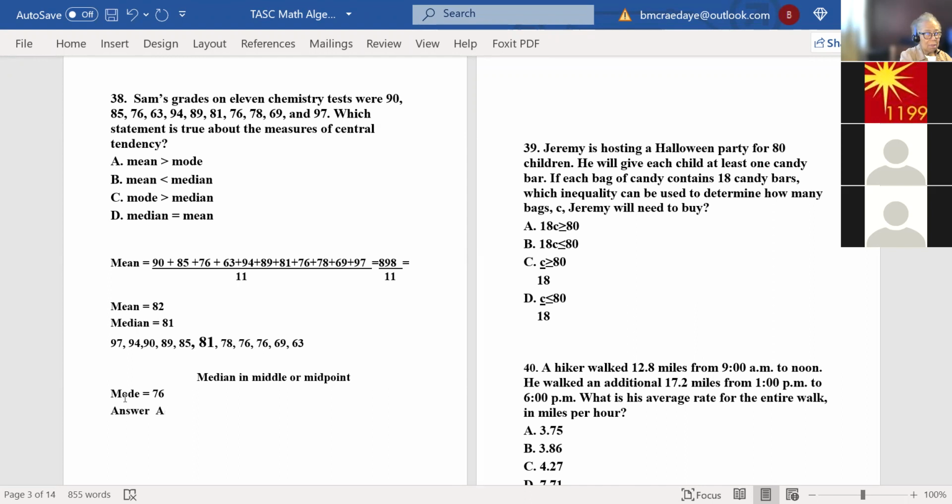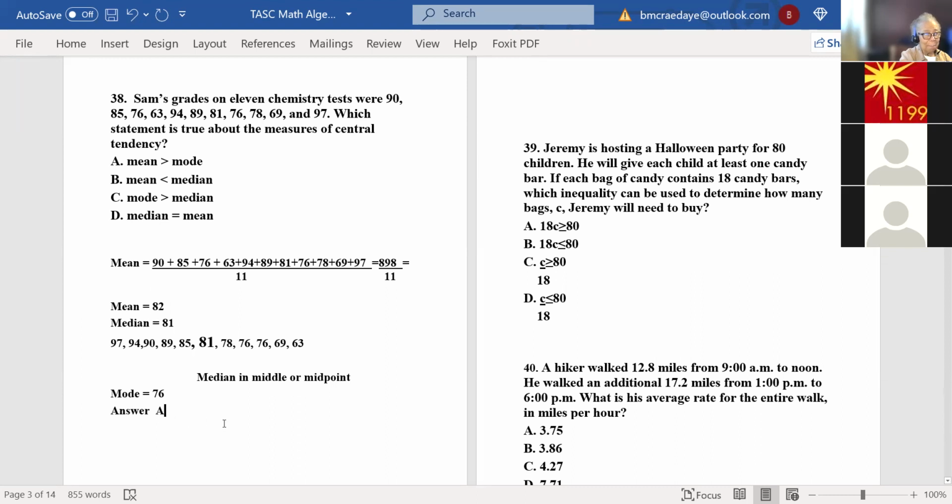Now, when you go to B, mean is 82, median is 81, mean is greater than median, not less than. So it's not B. C says mode greater than median, but mode is 76, median is 81, mode is less than the median. And of course, none of them are equal, so it's not D. So it can only be A, where mean is 82 and mode is 76. Mean is greater than the mode.